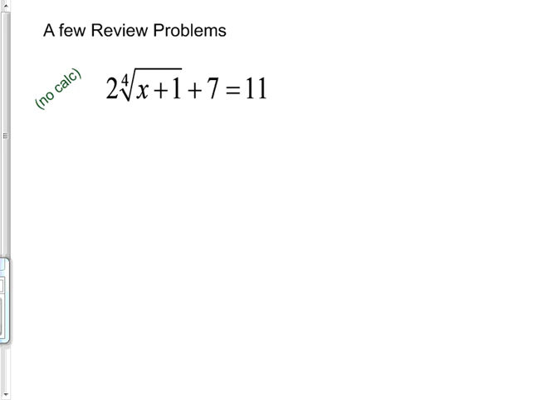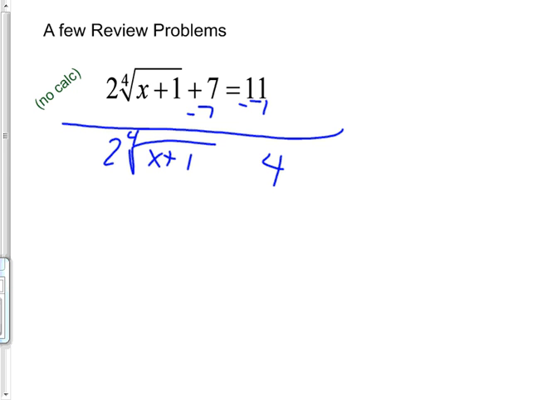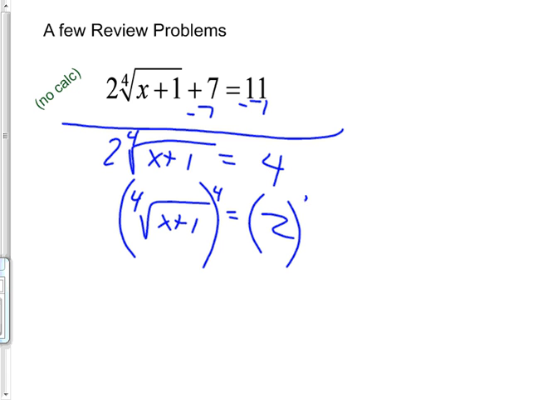Okay, let's get there. All right, so you should have subtracted 7. And then you got 4. And then you got to get rid of this 2, and that would be divided by 2. So the 4th root of x plus 1 is equal to 4 divided by 2, which is 2. There we go. And then how do I fix this 4th root? You put it to the 4th. That's what undoes the 4th root, putting it to the 4th power. And then I get x plus 1 equals 2 to the 4th, which is 16. I was thinking it was 32, but it's 16.